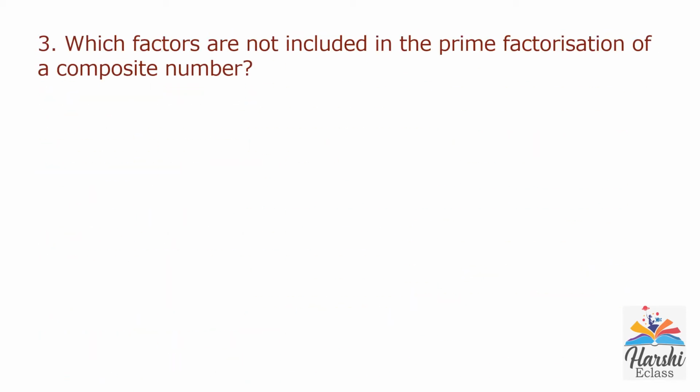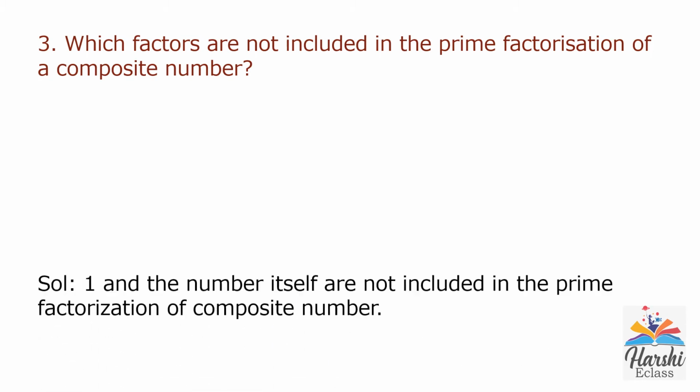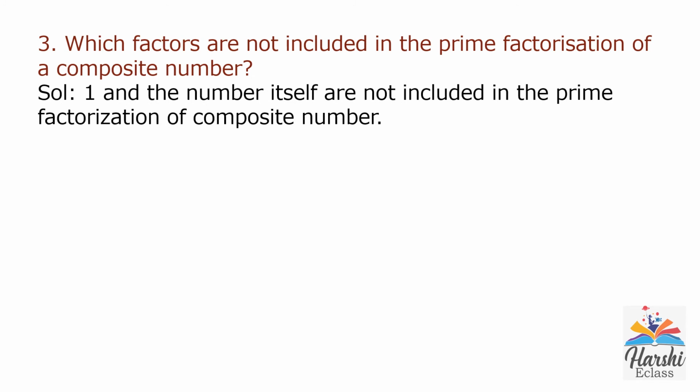Third question. Which factors are not included in the prime factorization of a composite number? 1 and the number itself are not included in the prime factorization of a composite number. Because take a prime number, for example 13. Prime factorization of 13 is 13 ones are 13. 13's prime factorization we can write as 13 into 1 only.